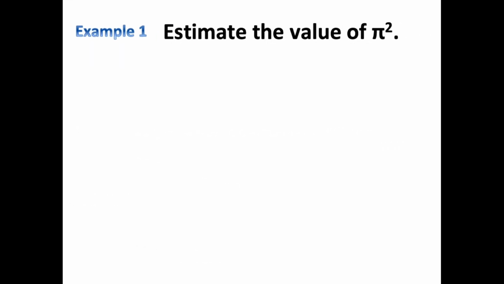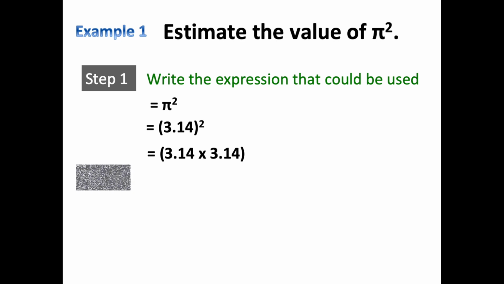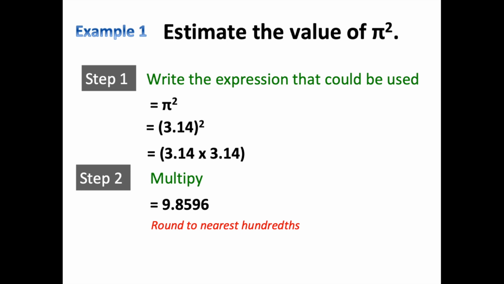Estimate the value of pi squared. So step 1, write the expression that could be used. Pi squared, that means 3.14 squared. It's not times 2. 3.14 times 3.14. And then now I can multiply. You could use your scrap paper and solve. You will get 9.8596. And in this case, we want to round it to the nearest hundredths. So we use 9.86. And take note, this symbol, like two squiggly lines, is called approximate.